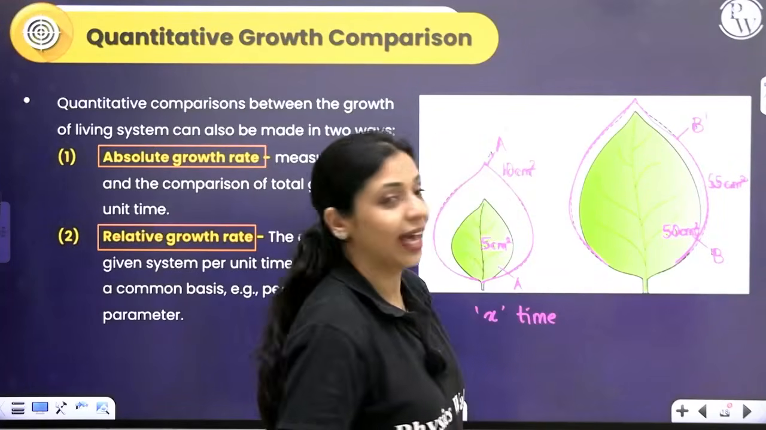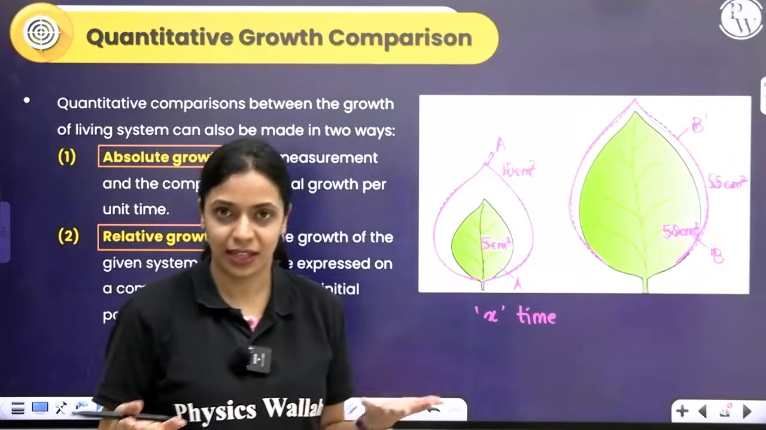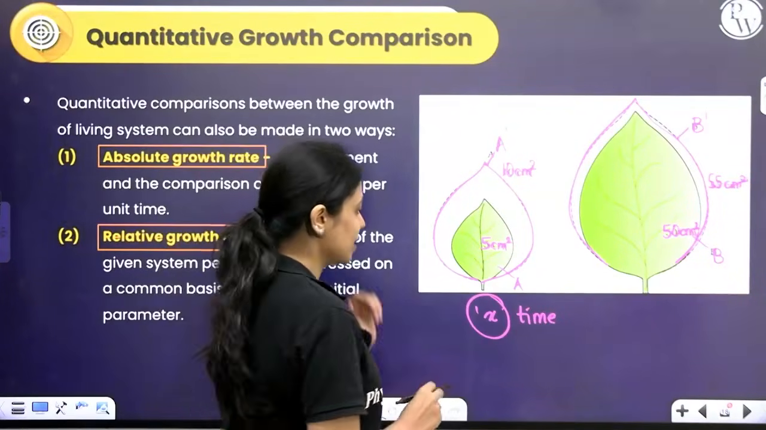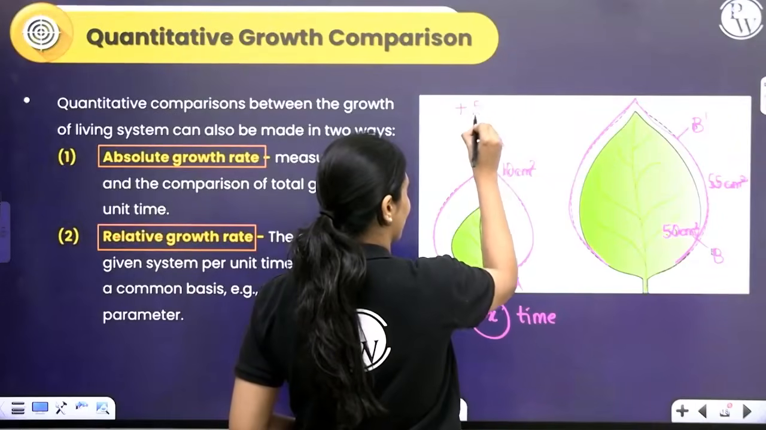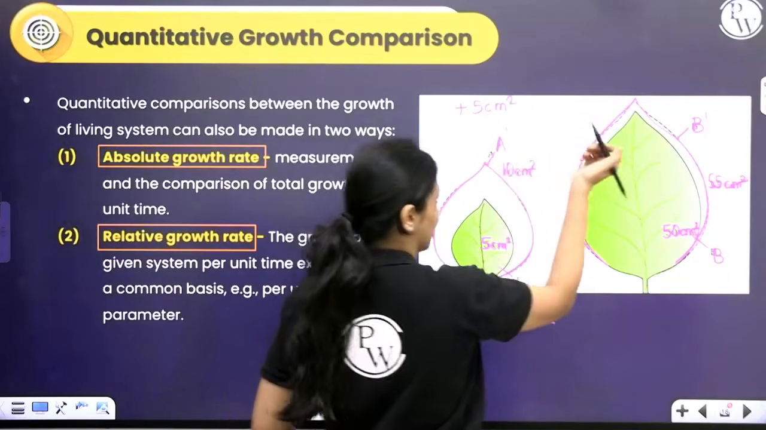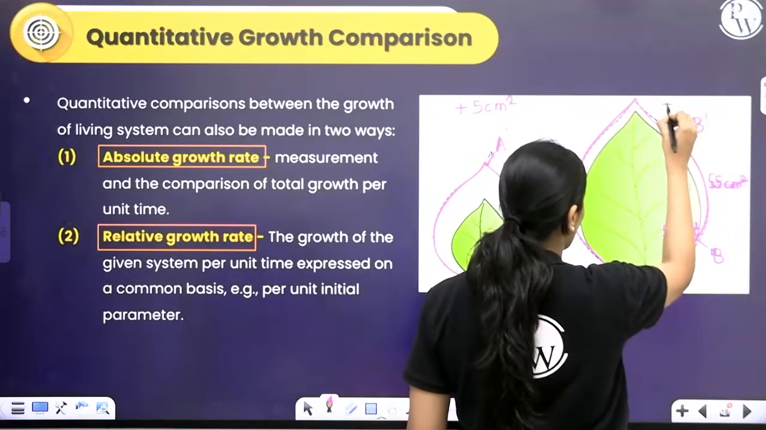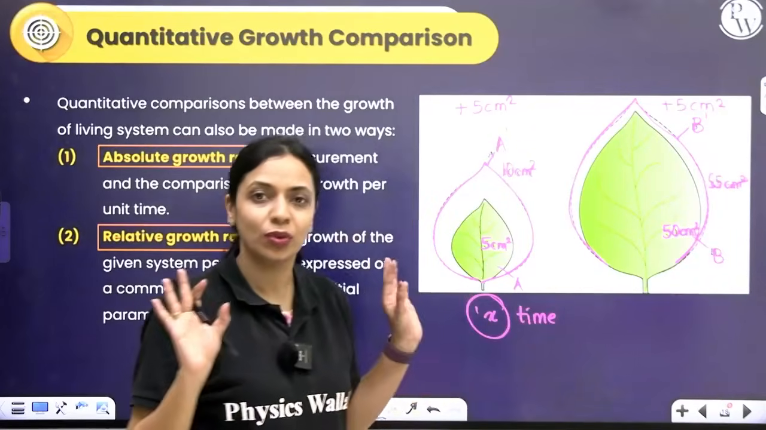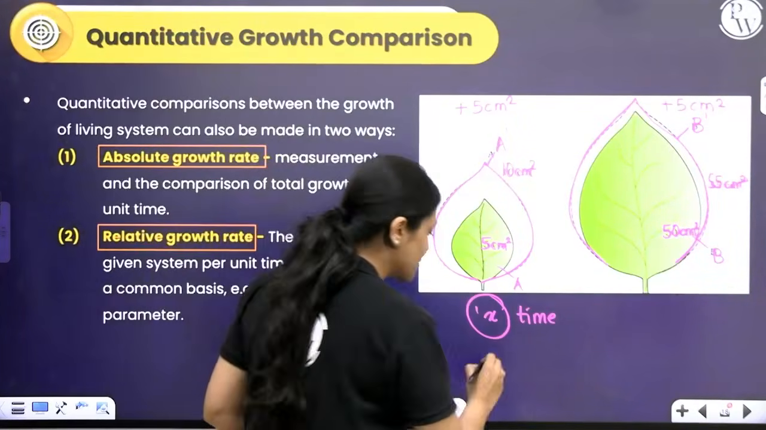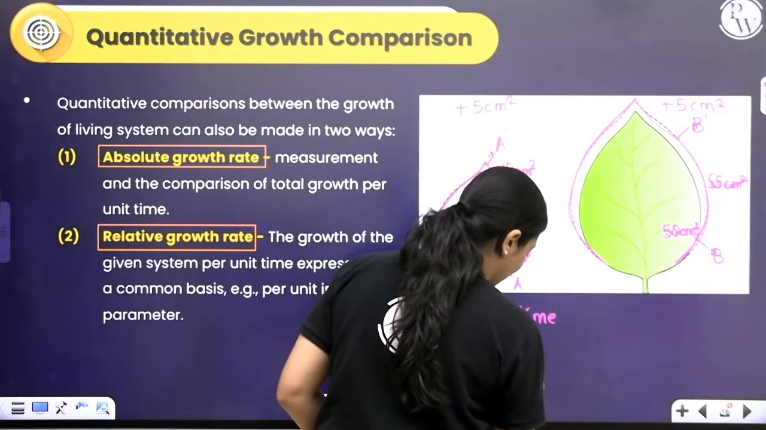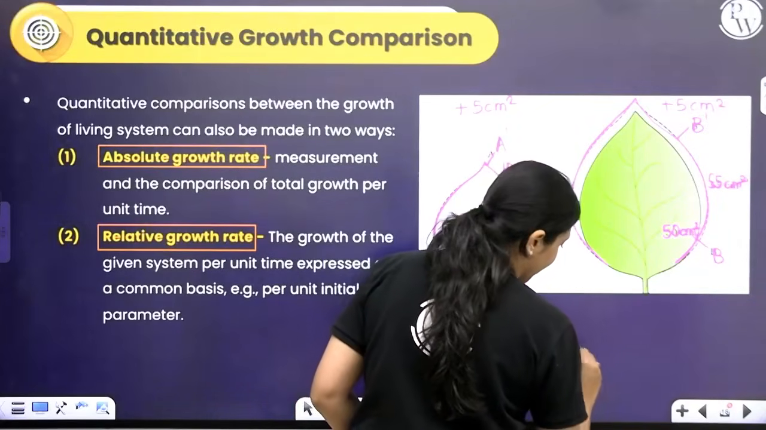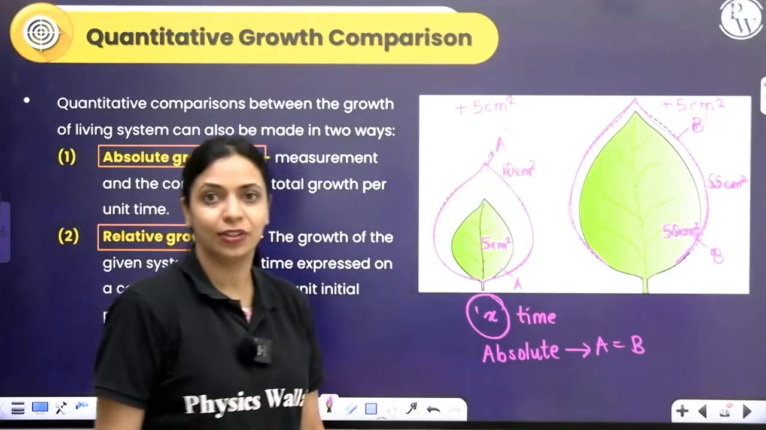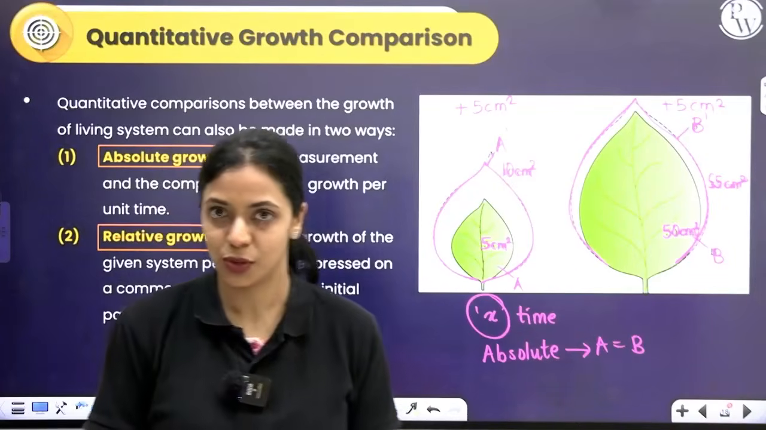Now if you calculate how much of an increase has happened over this period of time, you can see that in leaf A there has been a plus 5 centimeter square increase in area, and over here also there is plus 5 centimeter square increase. So if you think about it, the absolute growth rate is the same in both A and B. Both of them have shown an increase in 5 centimeter square.